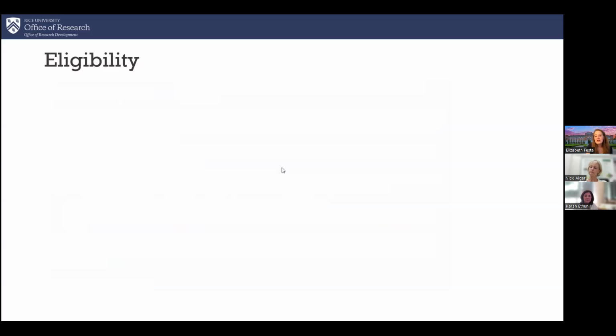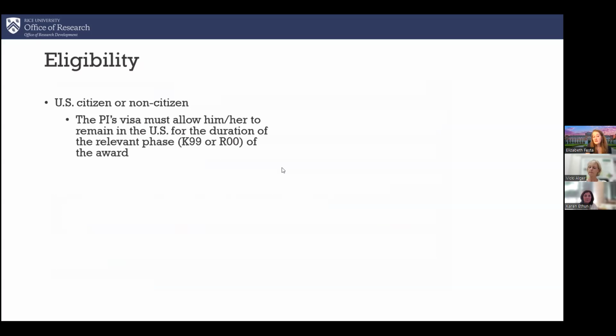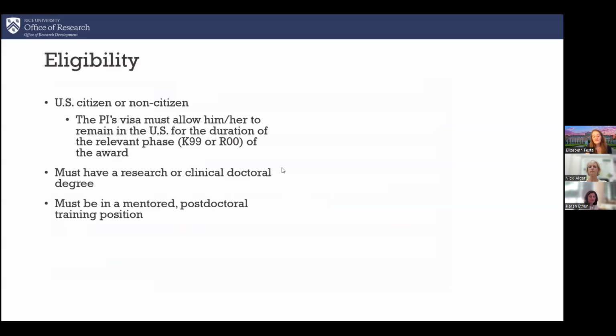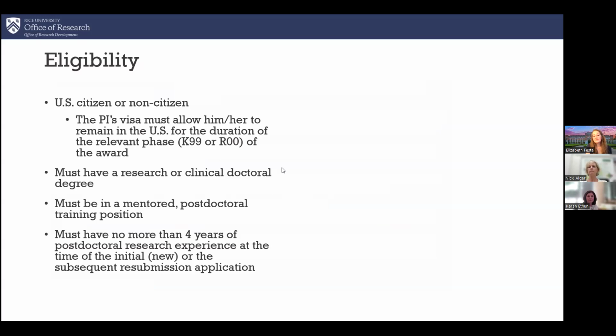We're going to talk briefly about eligibility. You can be a US citizen or non-citizen. You must have a research or clinical doctoral degree. Most applicants do have a PhD, but you're also eligible with other terminal degrees as well. You have to be in a mentored postdoctoral training position, and you must have no more than 4 years of postdoc experience at the time of the initial or the subsequent resubmission application.